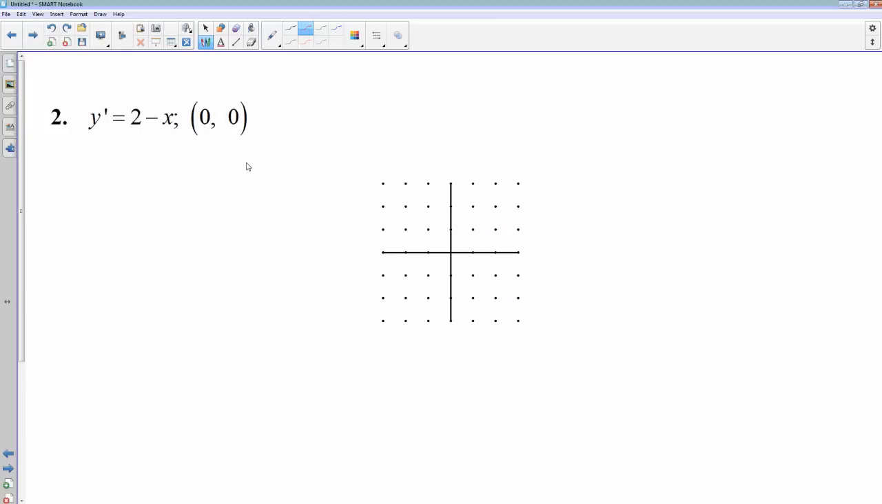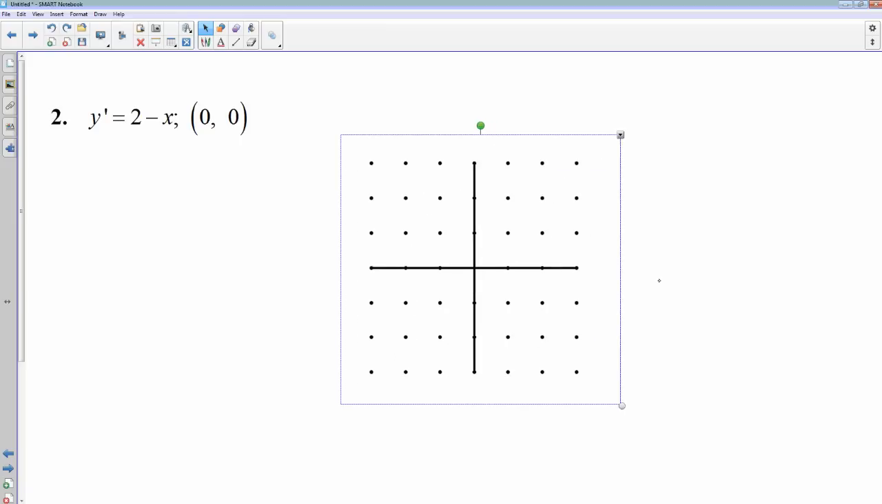Y prime equals 2 minus x, and I want to start at 0, 0. Just like the last one, I'm going to find the slope at several x-coordinates. Now this one does something kind of neat. If y prime equals 2 minus x, I'll start over here on the left, where my x-coordinate is negative 3. 2 minus negative 3 is positive 5. So I'm going to have a very, very steep slope right here.